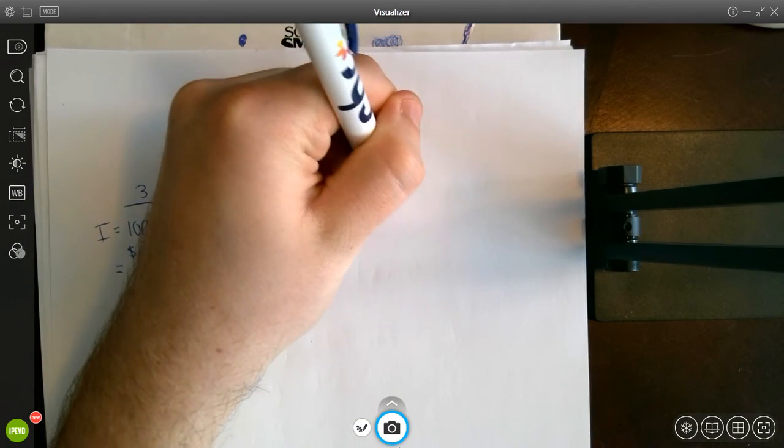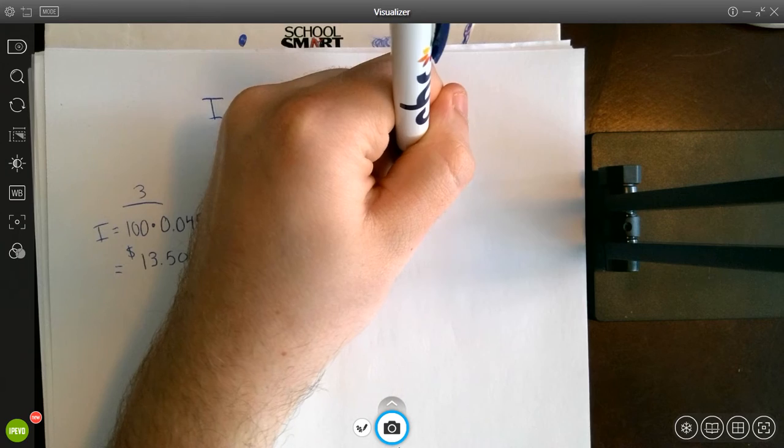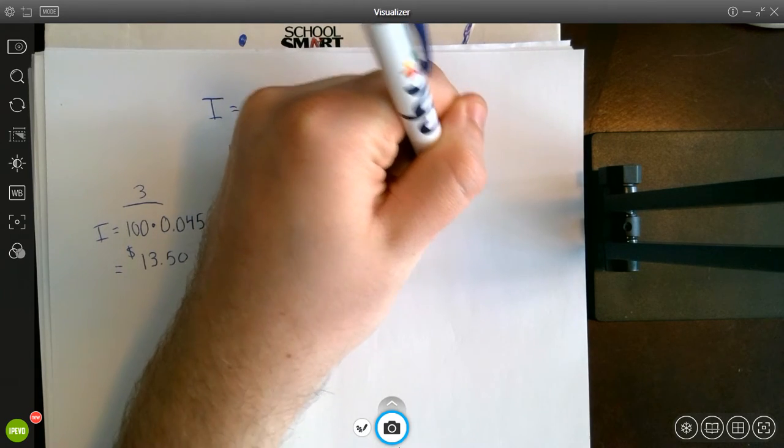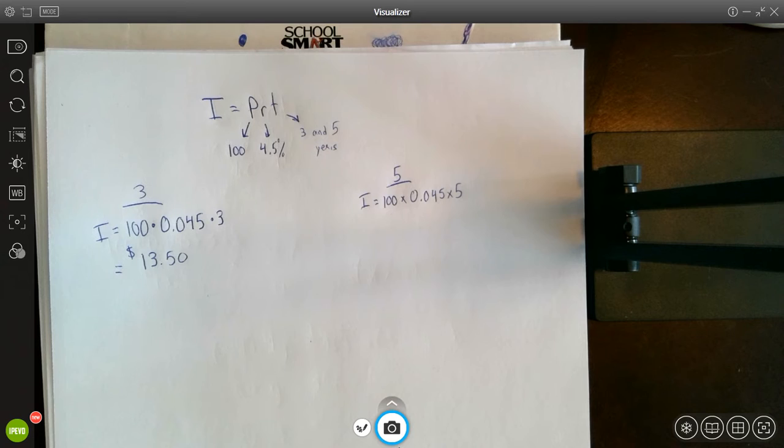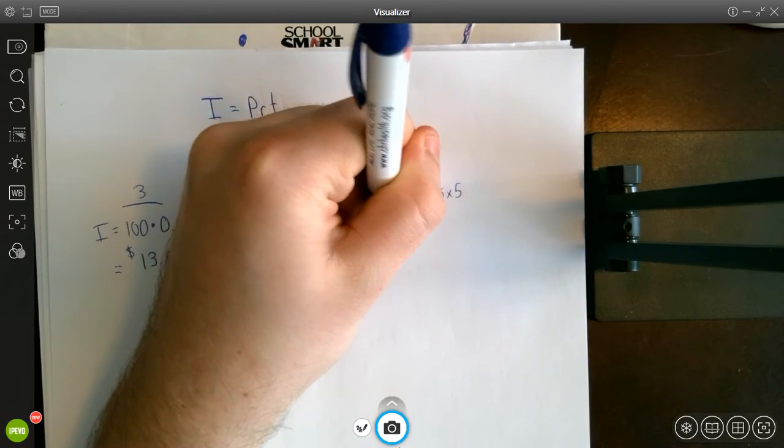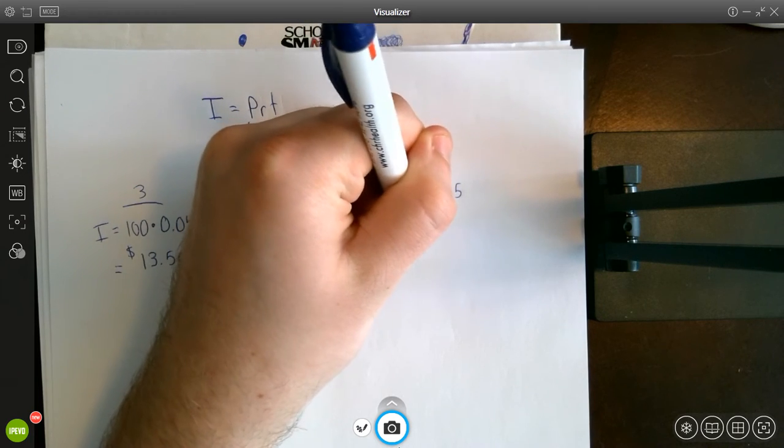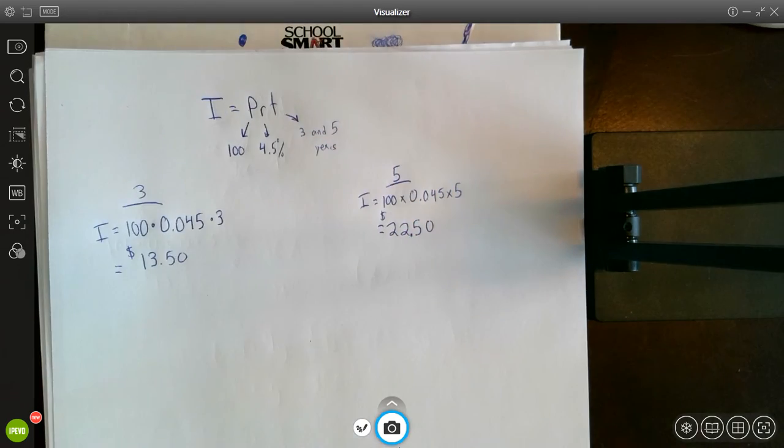You're going to use 100 times your rate times 5 this time. So the only thing that's different is now instead of multiplying by 3, we're going to multiply by 5. And we're going to get that our interest is $22.50. So you'll see that as time goes on, the longer that you keep money in the bank, the more money you're going to receive. And this is a pretty good interest rate as well, 4.5%.